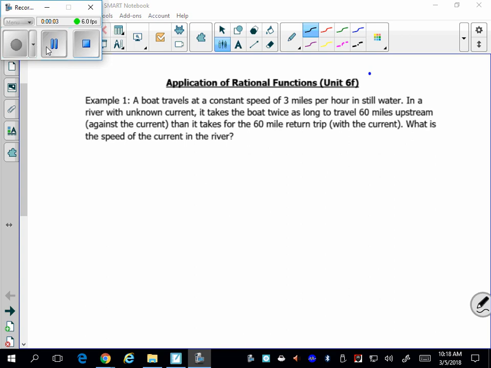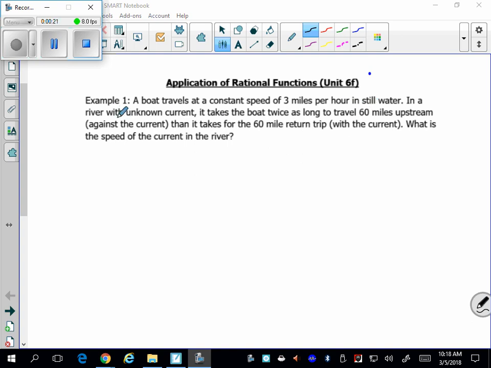So welcome to application of rational functions. So we're talking about a boat in this case, for example, one, and the boat travels at 3 miles per hour in still water. This is still water, meaning it doesn't move. It's not like a river. In still water, like a pond or a lake.